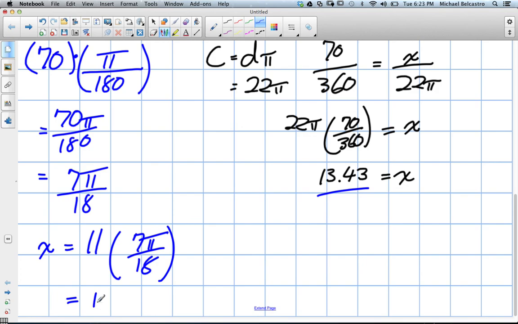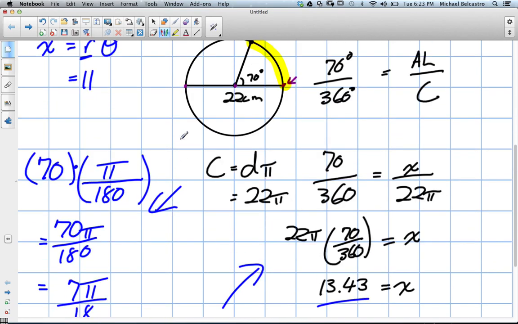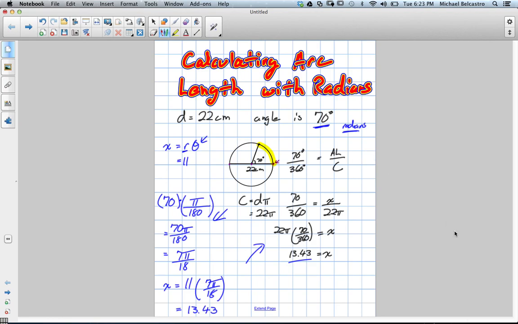13.43, exact same thing. Okay, so either of them work, and this would have been probably our most intuitive way with the math we've learned up to this point. This is a shortcut in order to find arc length, something that we previously haven't been taught before in math.